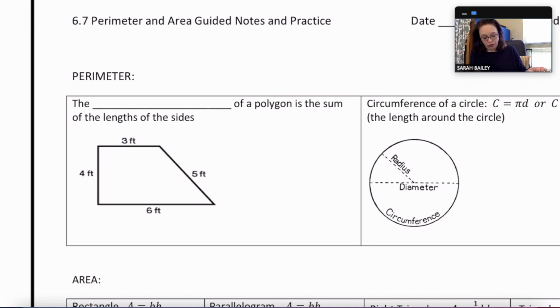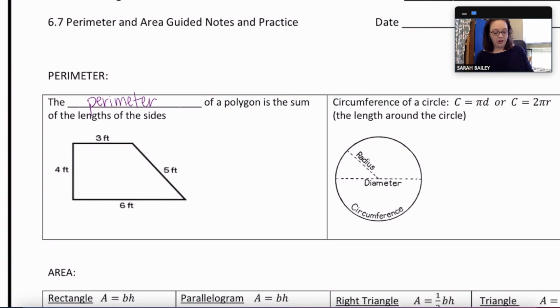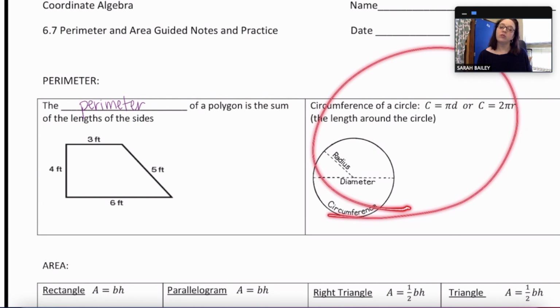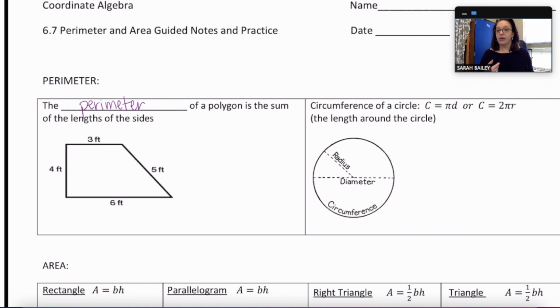So if you'll look at this first box, the perimeter of a polygon is the sum of the lengths of the sides. And then over here on the right we have circumference of a circle. Circumference is the distance around a circle, and you can think of that kind of like the perimeter. Remember, a circle isn't a polygon. A polygon has straight sides, no curves involved. But circumference is the distance around a circle. Remember, you can find circumference by doing pi times diameter, or 2 times pi times radius.